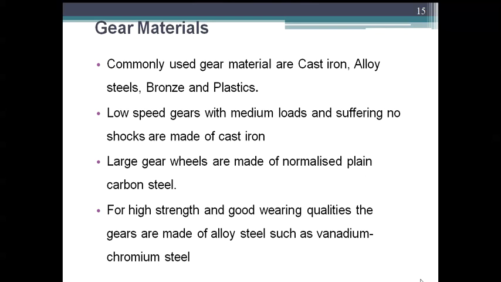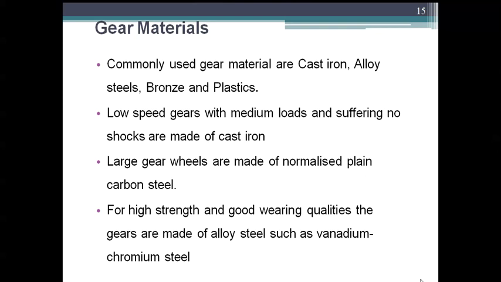So there are three different types of gears based on the peripheral velocity of the gears. One is low velocity gears. In low velocity gears, the velocity of the gear will be minimum, less than 3 meter per second. For medium velocity gears, the velocity should be 3 to 15 meter per second. For high velocity gears, it should be more than 15 meter per second. According to these velocities, we can use different types of gears.